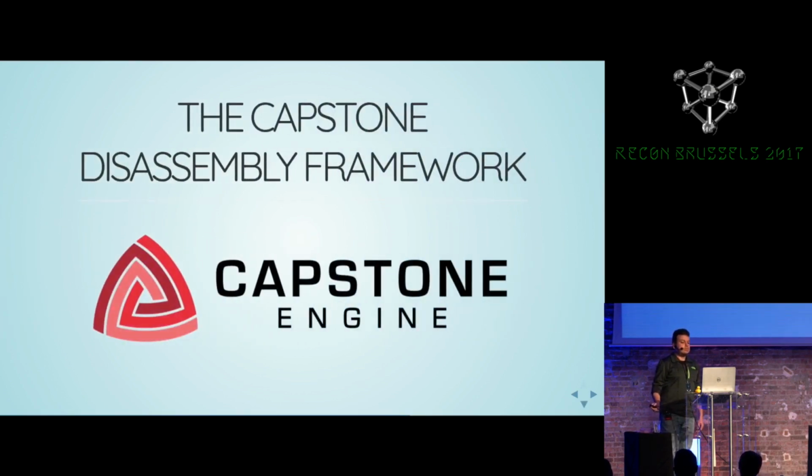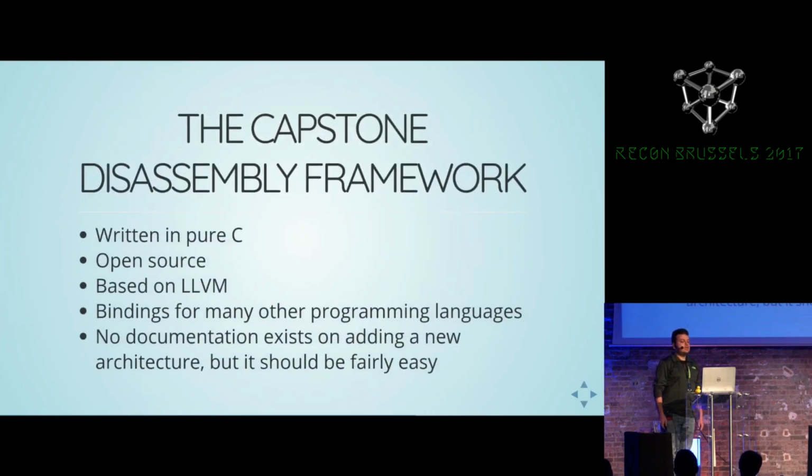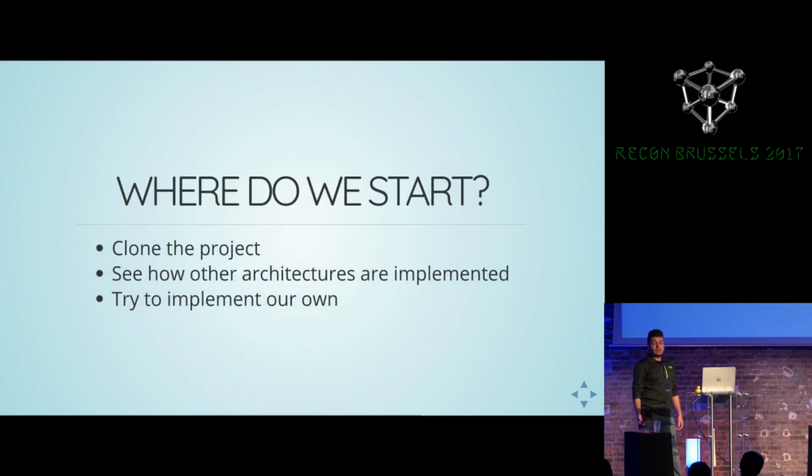So, Capstone. Capstone is based on LLVM, and it's open source, written in pure C. It has bindings for many programming languages, but unfortunately, you can't find any documentation on adding a new architecture. So, how do we start? Okay, let's first clone the project, see how other architectures are implemented, and try to implement our own.